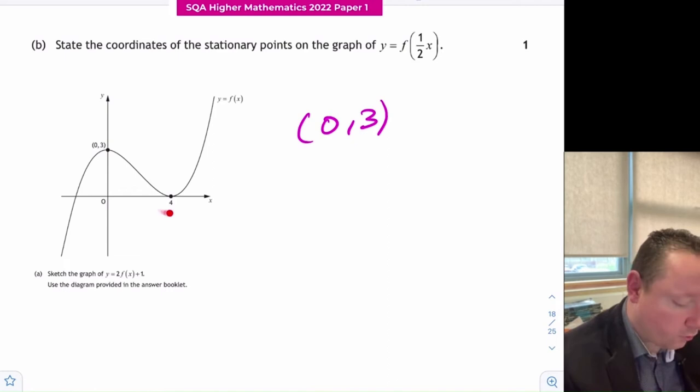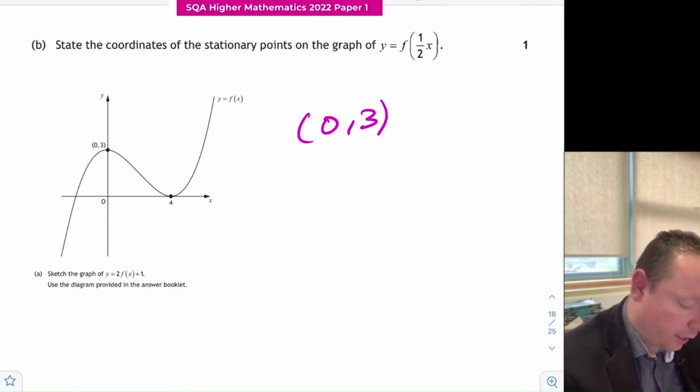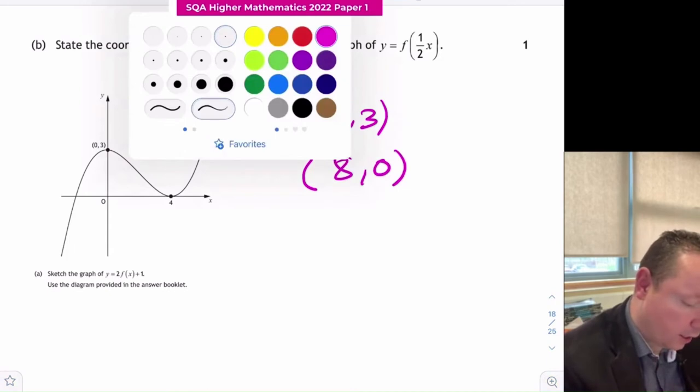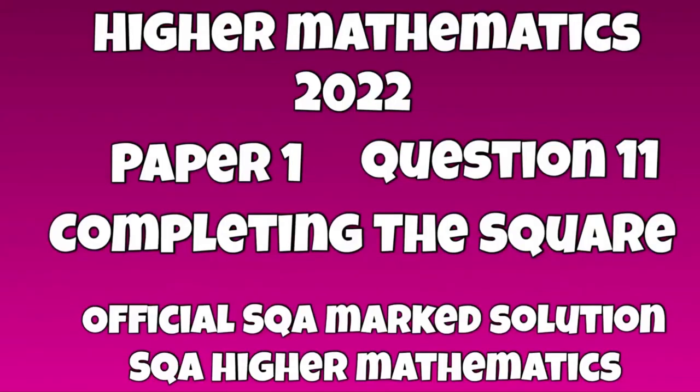This one was (4, 0), but I want it to be 4, so if I double 4, I get 8, because a half of 8 is 4. So it must be (8, 0) as well. And you just get a mark for actually working that out, with no real working required there, just for stating it.